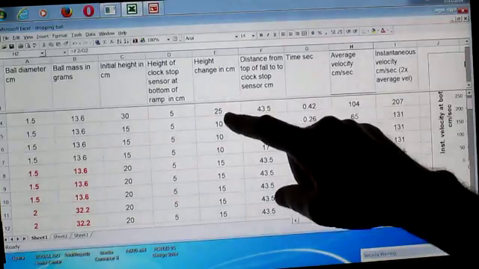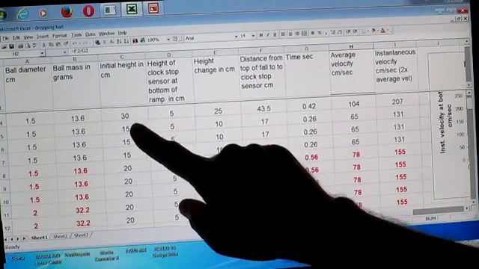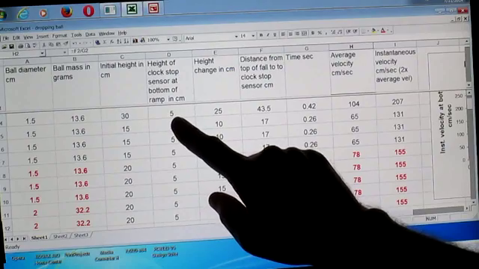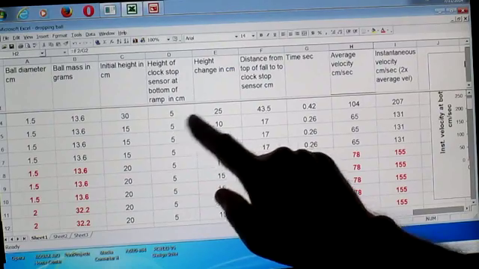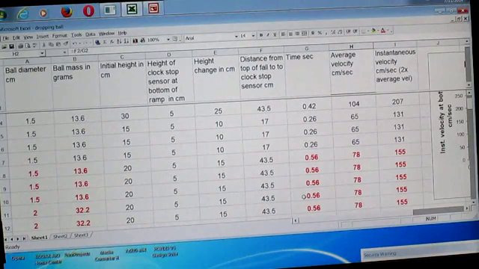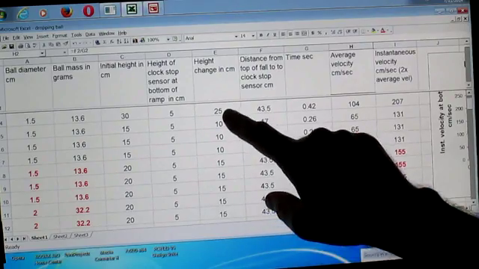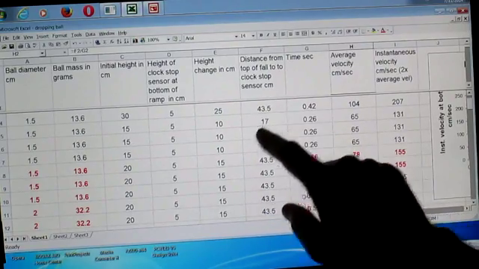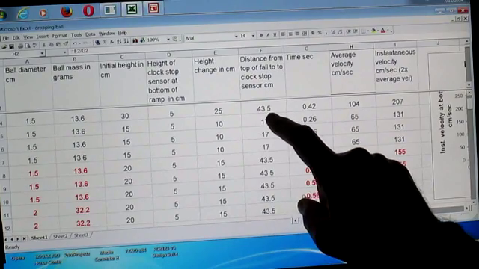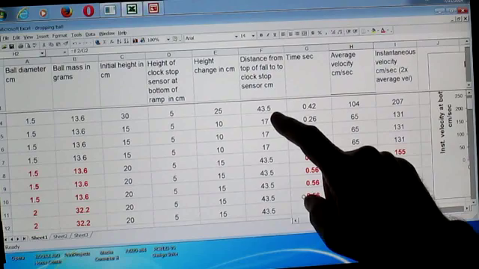So this is the height change. It's just this number, the initial height in centimeters, minus the height of the clock stop sensor. That's the distance through which the ball fell. So in the first experiment it fell 25 centimeters. Now this distance is along the ramp. This is vertical, but this is along the ramp, so the ramp is sloped. So this distance is 43.5 centimeters to the clock stop sensor.